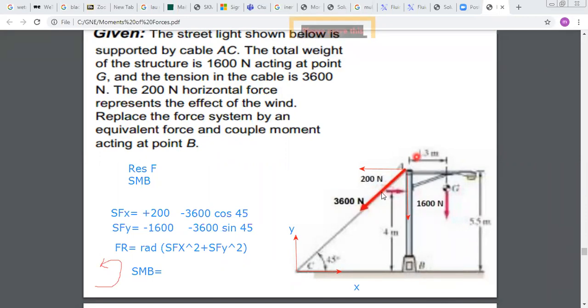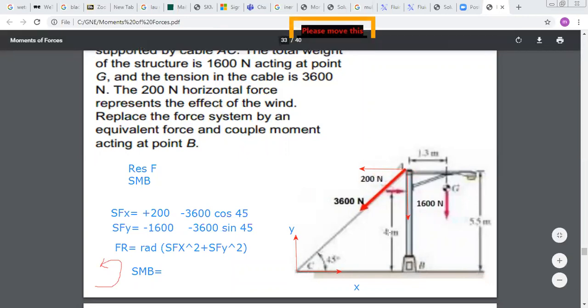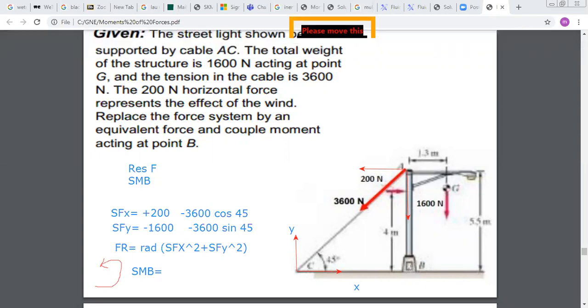I still have this force, this one, okay? Now, to find its moment about B, I have two methods. Either I do the projection from point B to the line of action of the force, and I find the perpendicular.